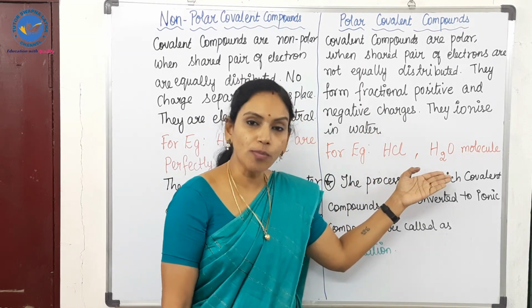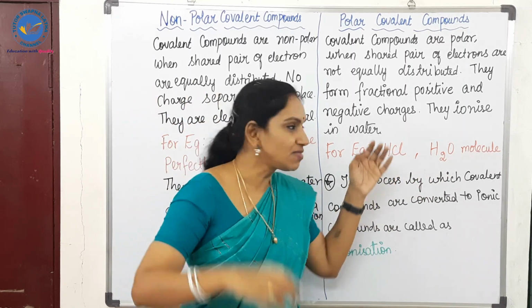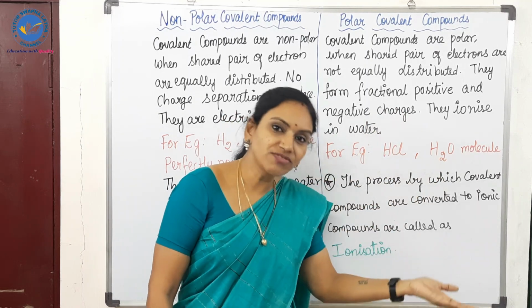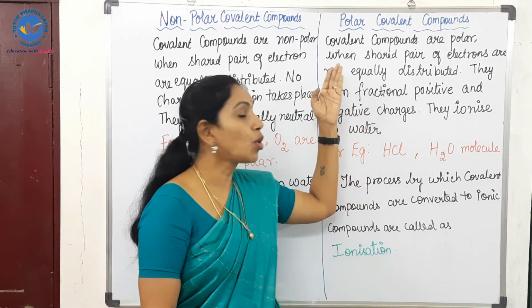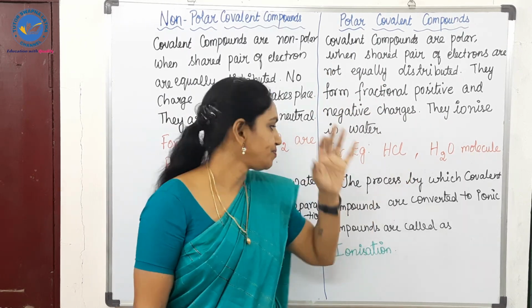Next, the H2O molecule, H plus and OH minus. H plus is fractional positive charge and OH minus is fractional negative charge. So they are called polar covalent molecules, with mutual sharing of electrons.